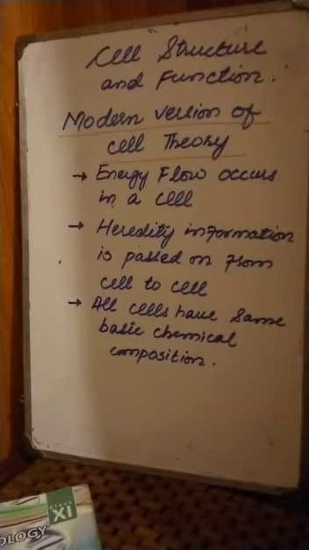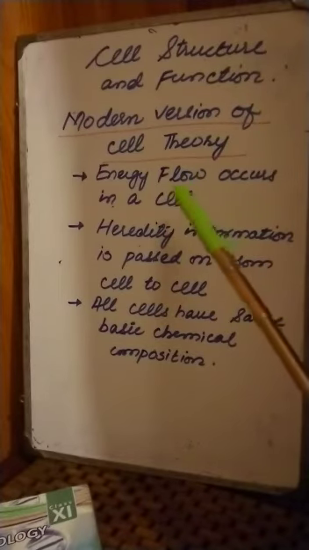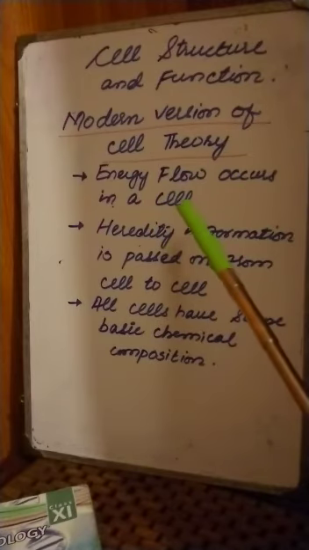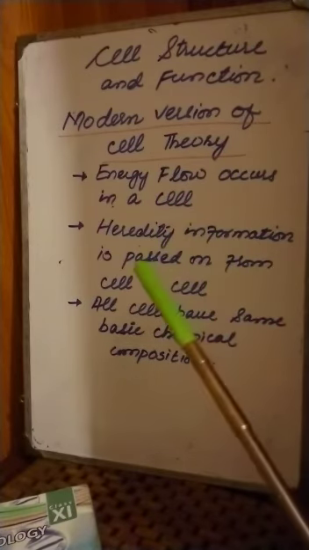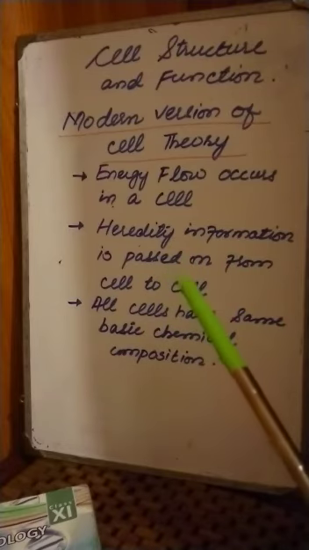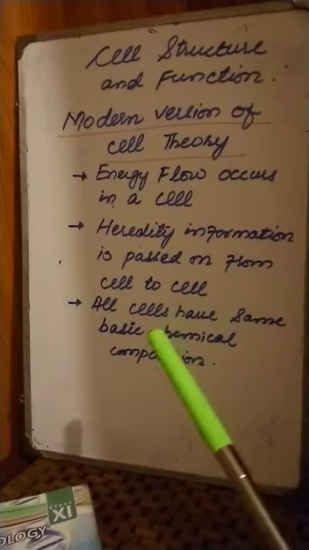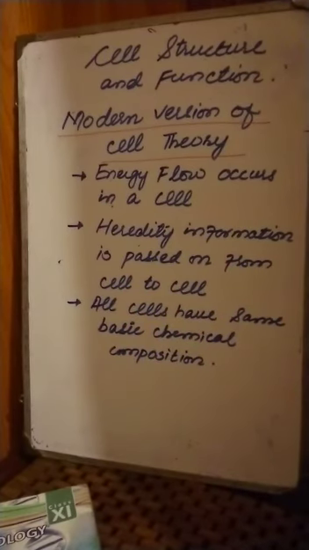Very dear students, there is nowadays a modern version of cell theory as well. This tells us that energy flow occurs in a cell. Hereditary information is passed on from cell to cell, and all cells have the same basic chemical composition.